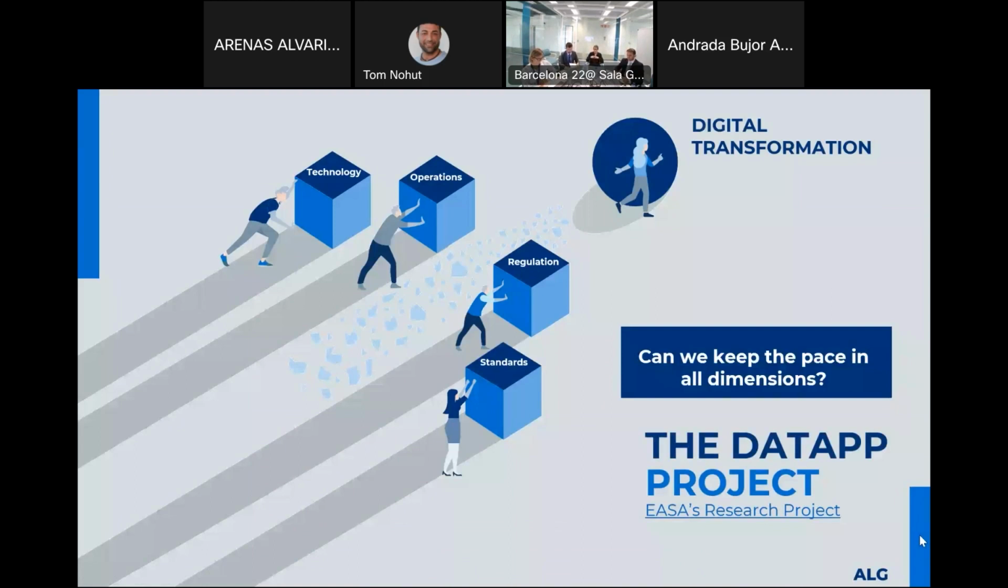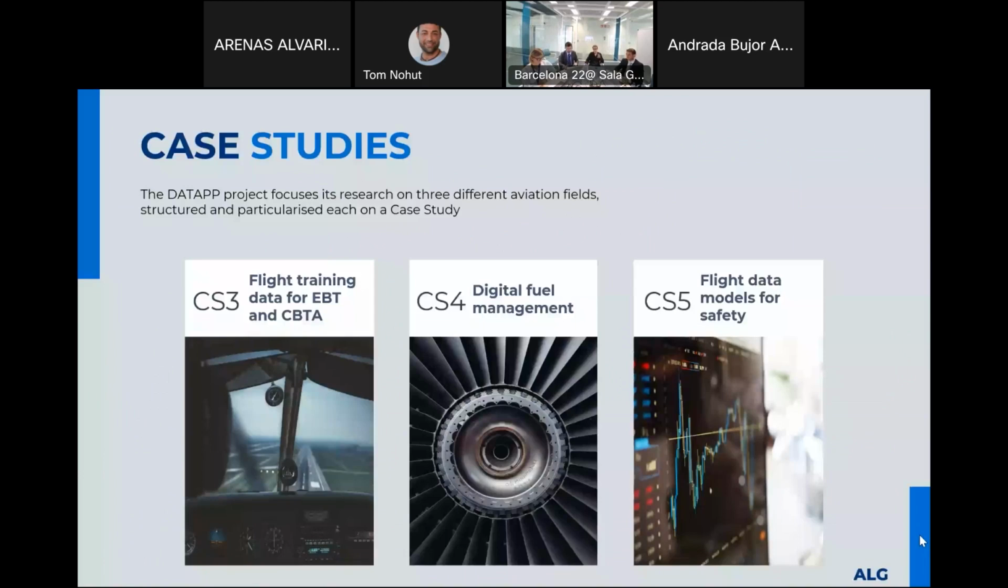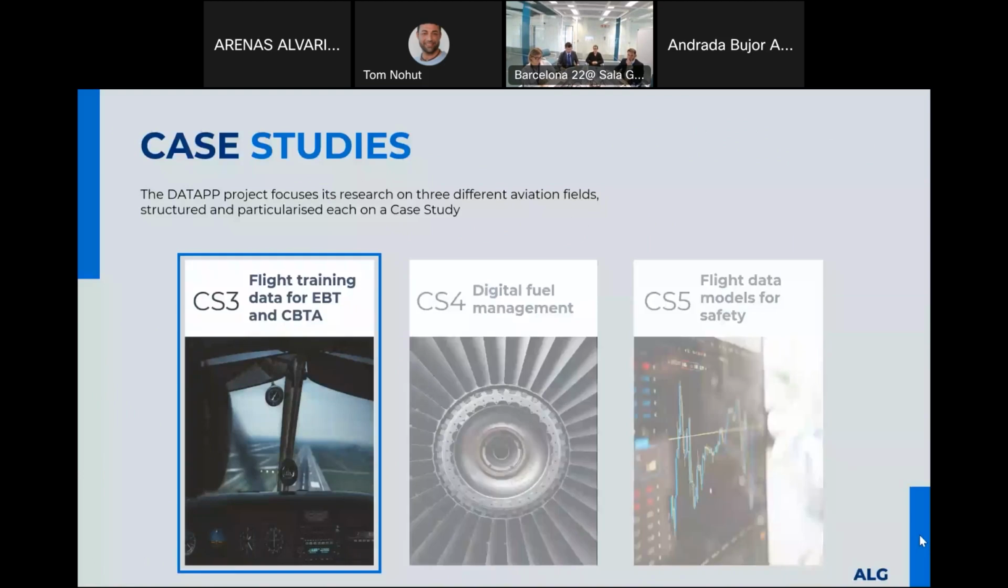So as aviation is quite wide, we are focusing this project in 3 main case studies. The one that we are presenting today in this webinar is the flight training data for EBT CBTA, and we will have 2 additional webinars, one on Friday on digital fuel management and another one more focused on flight data models for safety that will take place next Monday. If you are familiar or want to know more about these topics, please feel free to register to those webinars also on the website of the project.